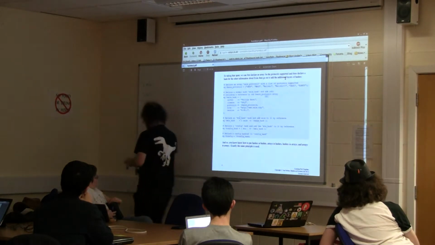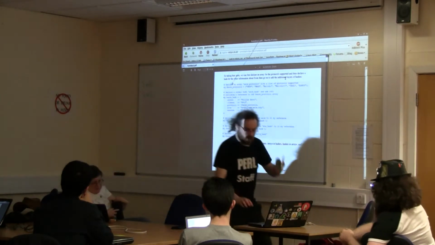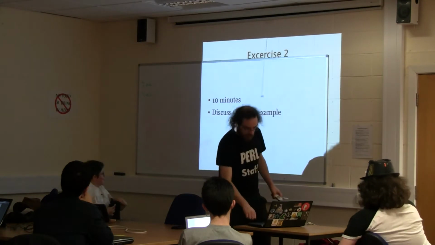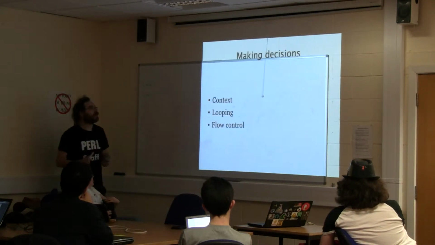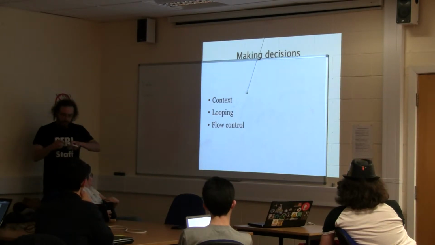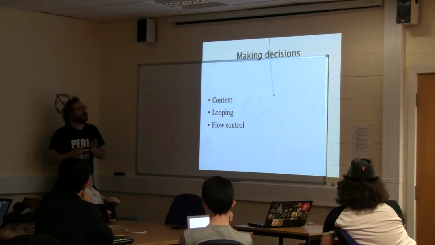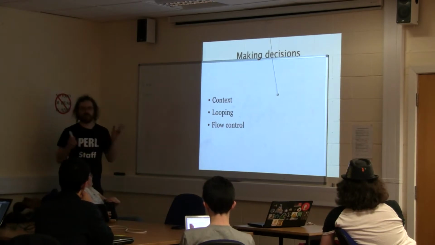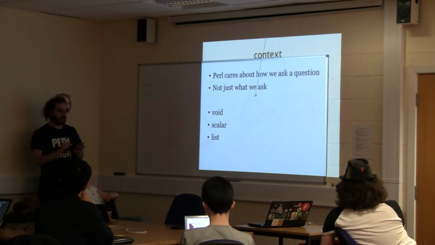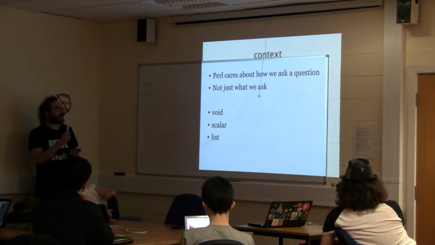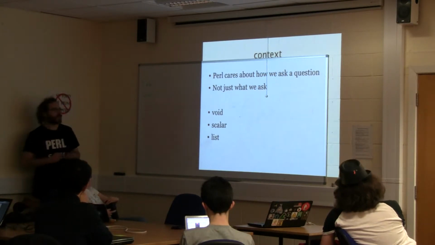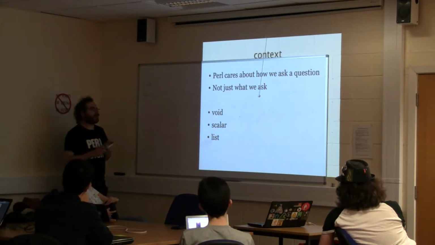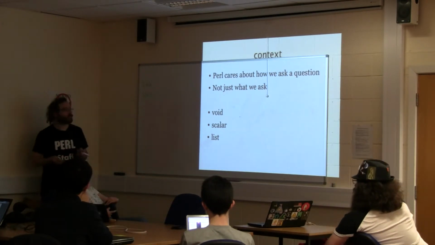Okay, so back to the presentation. That's about 1743. So that was the MTA example. Perl also has this idea of context. Sorry, making decisions. Perl has this idea of context. So it not only cares what question you asked, it cares how you asked it. And that's actually quite important. So it can have void, scalar, or list context.